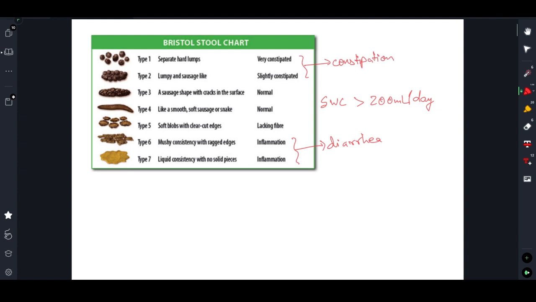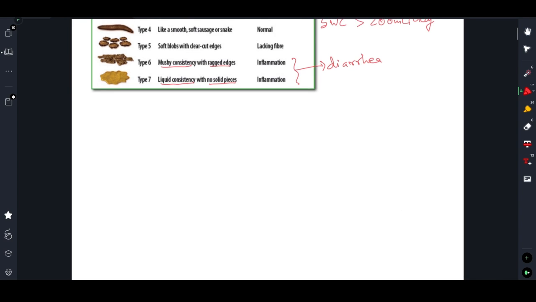So what happens in type 6 stool? The stool has mushy consistency and ragged edges, right? Whereas in type 7 there is complete liquid consistency and there are no solid pieces. So this was a basic discussion about diarrhea, and now we will move towards the classification.